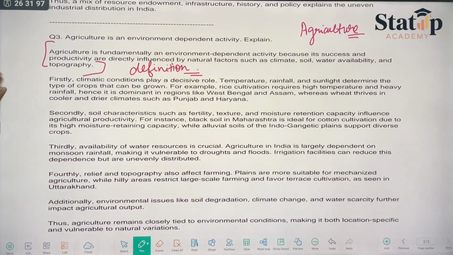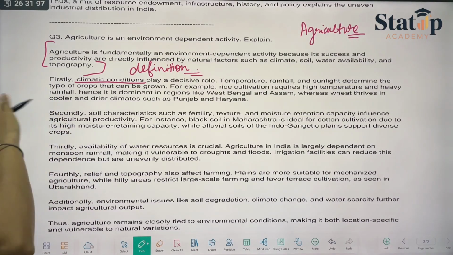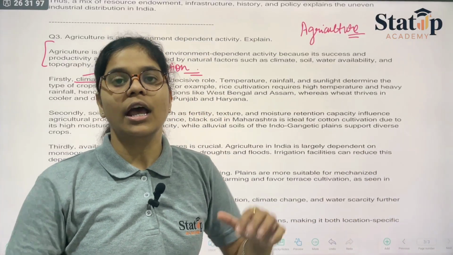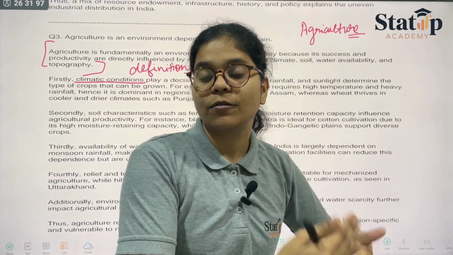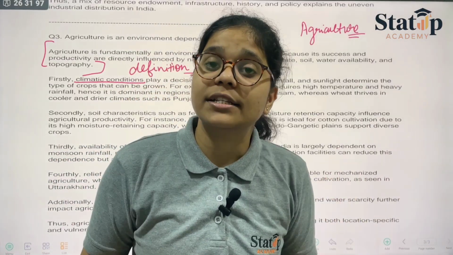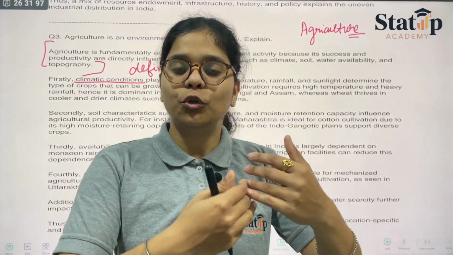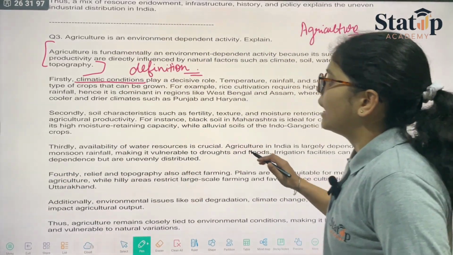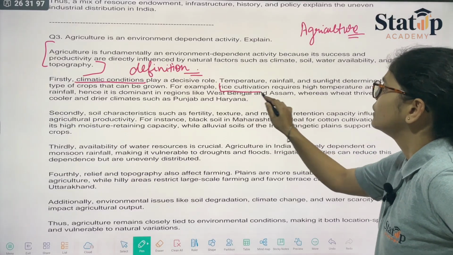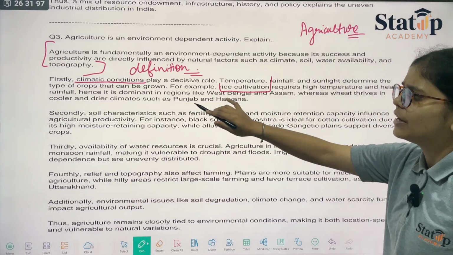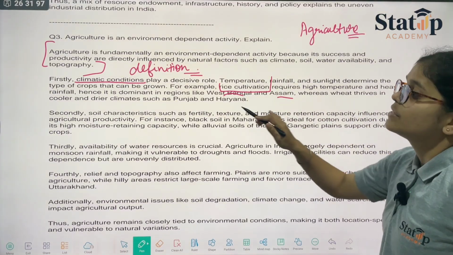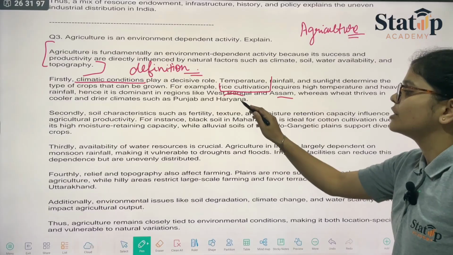All right, coming on to the climatic conditions, because it is an environment dependent activity. The first thing is the climatic conditions: how the temperature is rising, how the rainfall is distributed, how the winds are blowing, what is the type and nature of the soil, what kind of fertilizers are available, what kind of environment is given to the plant, and hence your question shall be answered. Rice cultivation requires high temperature and heavy rainfall, hence it is dominant in regions like West Bengal and Assam, whereas wheat thrives in cooler and drier places such as Punjab and Haryana.